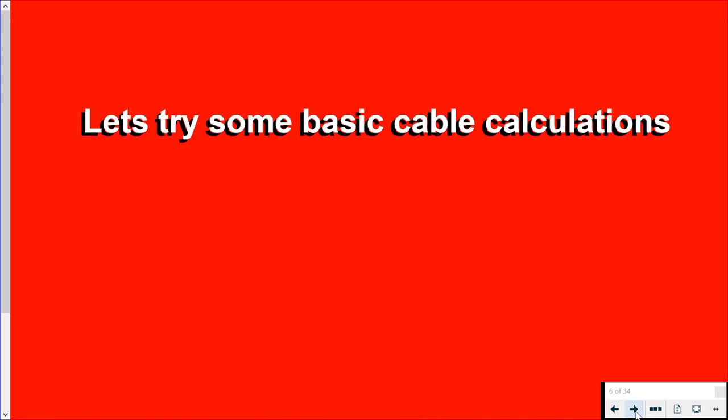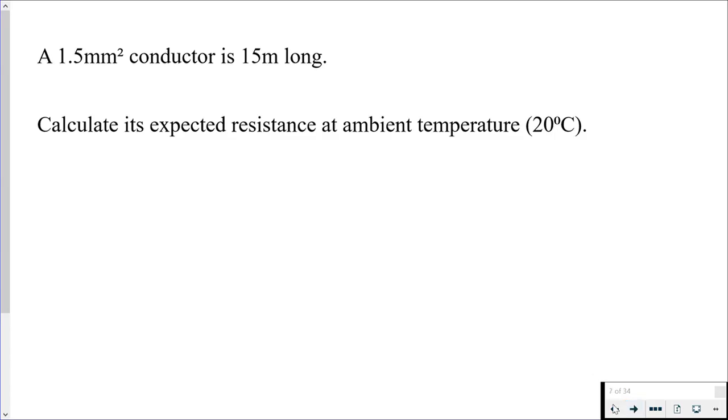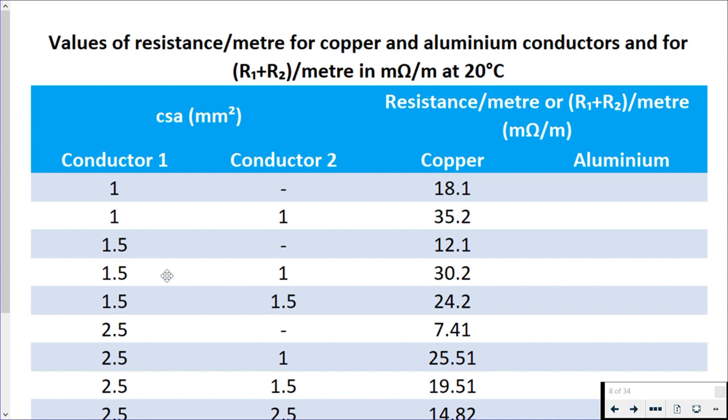So we'll try some basic cable calculations. Again, we're just going to be measuring a single cable. It could be an R1 value, it could be an R2 value, just a single cable resistance. It could be a main protective bonding conductor, that's one of the last ones we're going to do. So we have a 1.5 millimeter squared conductor. It is 15 meters in length, and we're looking to calculate its expected resistance at ambient temperature, either before or after we have measured the actual resistance. A 1.5 millimeter squared conductor has a 12.1 milliohm per meter value.